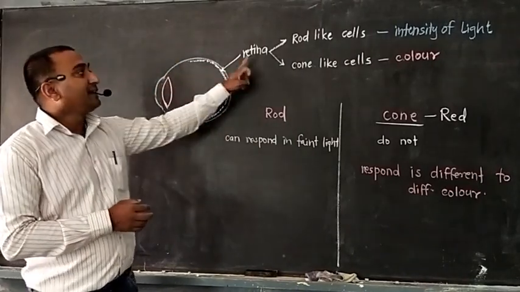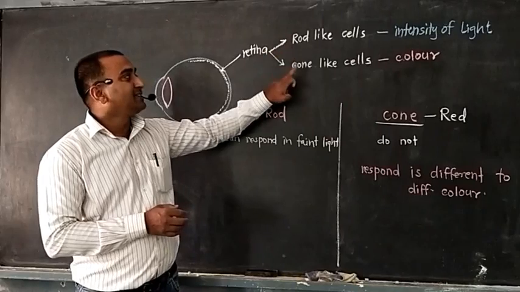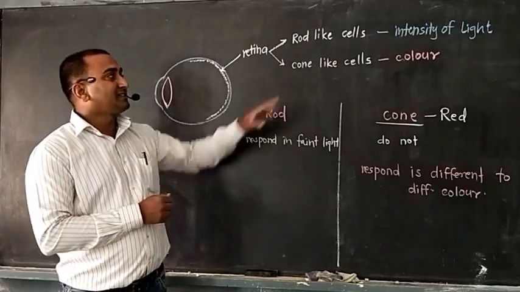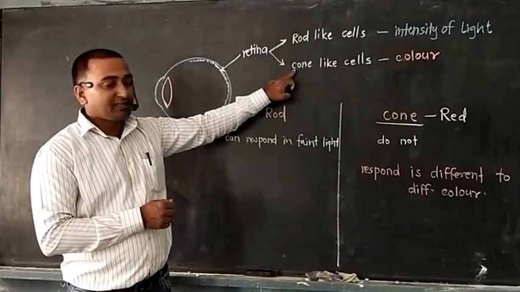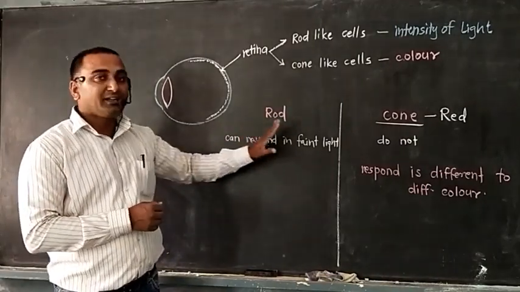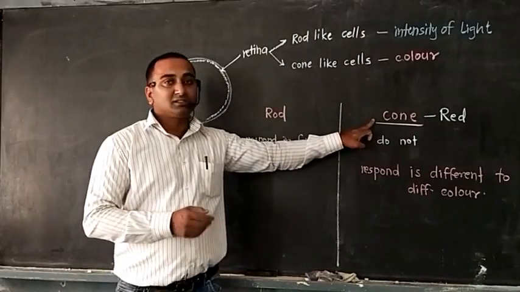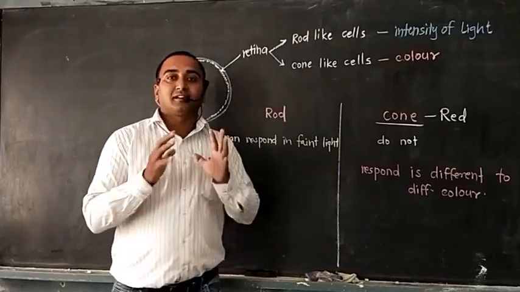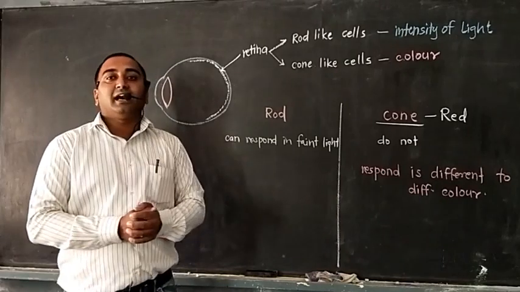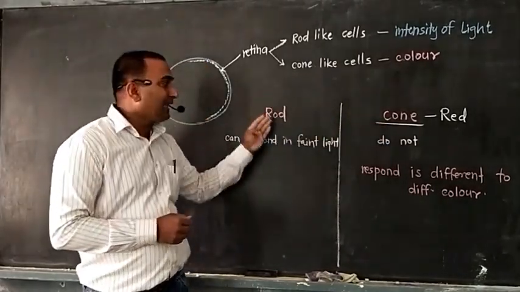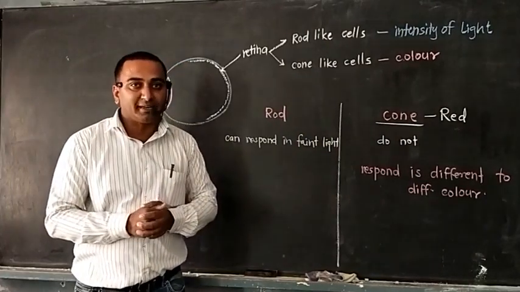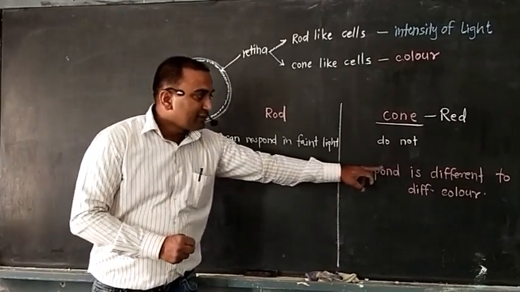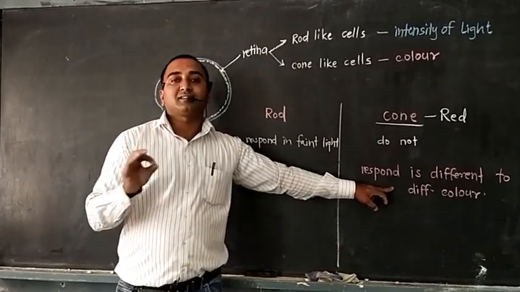Within it, the retina is made up of two kinds of cells, rod like cells and cone like cells. Rod cells are sensitive to light intensity, and cone shaped cells are sensitive to color. Rod cells can respond in faint light as well as bright light, but cone like cells respond only in bright light. The response to different colors is different, more so for red. Light and color together are sent as a message to the brain, and the brain perceives the object as it is. Because the response differs for different colors, indicators and dangers are of red color.